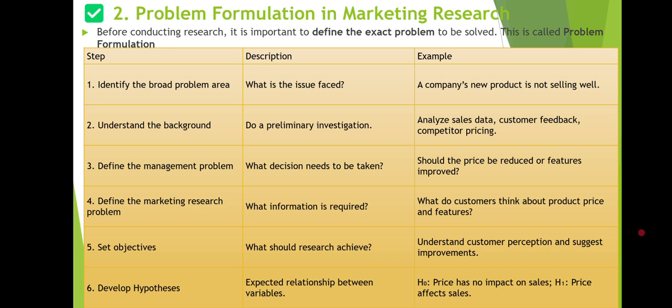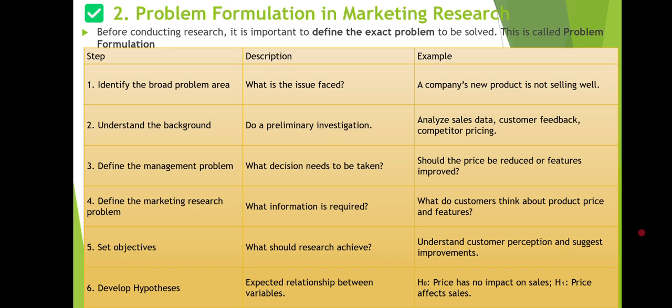First step, we have identify the broad problem area. That means here we basically identify the area of the problem, what is the issue faced by a particular company. For example, a company's new product is not selling well, so here they find out the root cause of the problem. Second step, we have understand the background, where we do a preliminary investigation. For example, analyze sales data, customer feedback and competitor pricing. Third step, we have define the management problem.